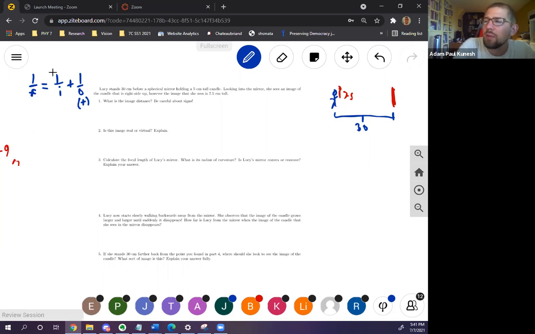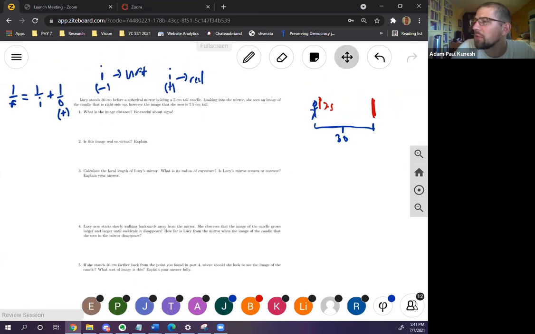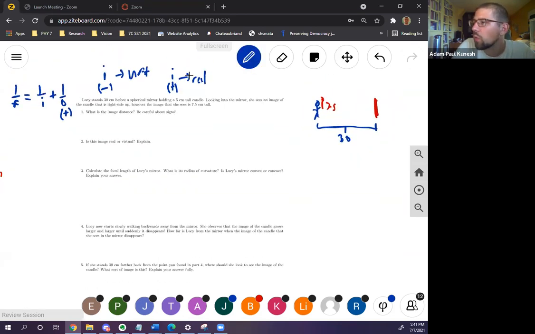The image distance is positive if it's a real image, negative if it's a virtual image. So i negative means virtual, and i positive means real. The difference between a real image and a virtual image is that a real image can be projected onto a screen, but a virtual image can't. A virtual image can only be seen by looking through the optical instrument.